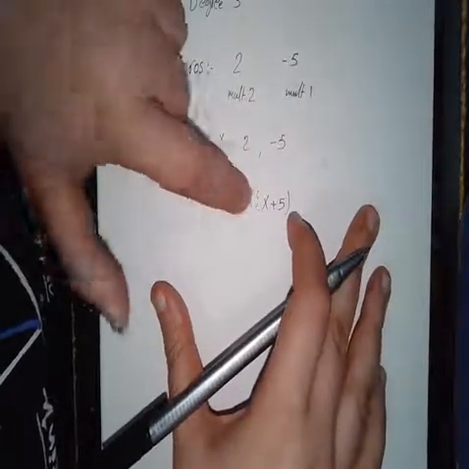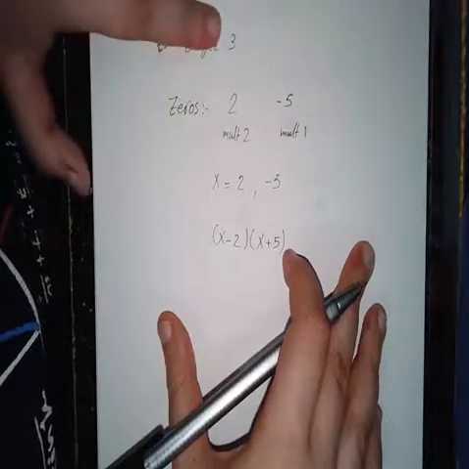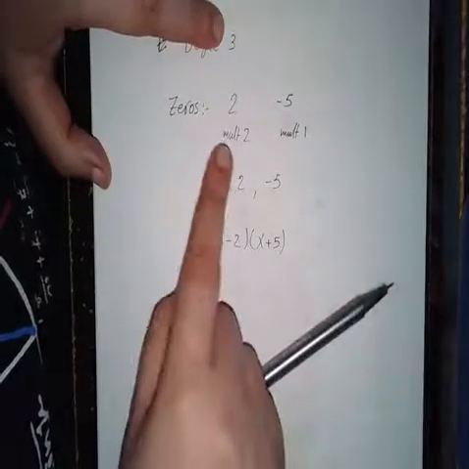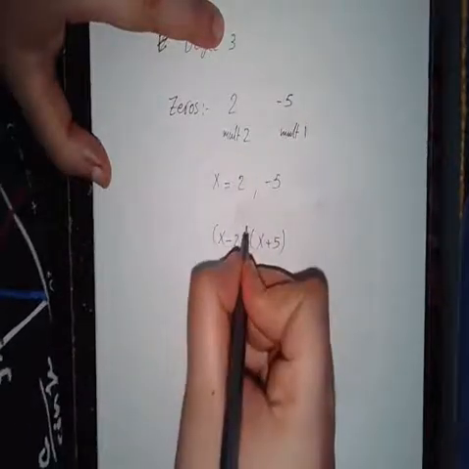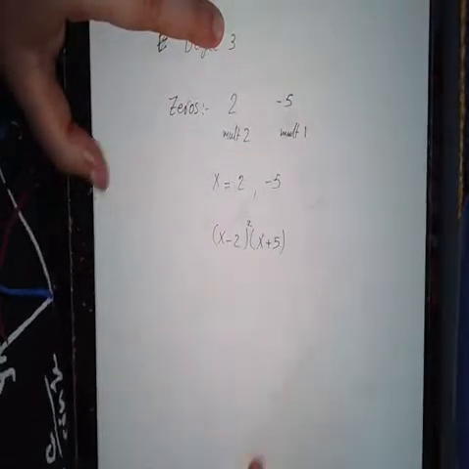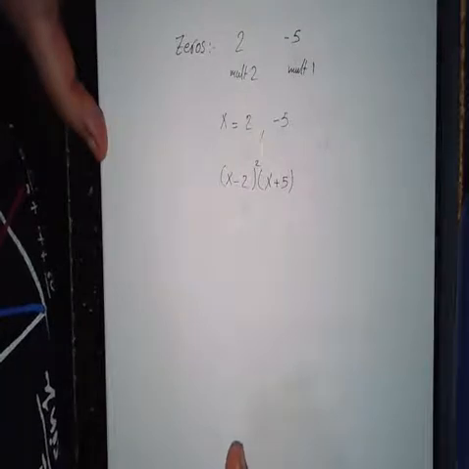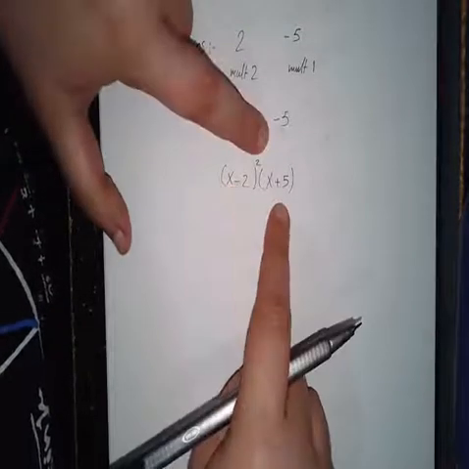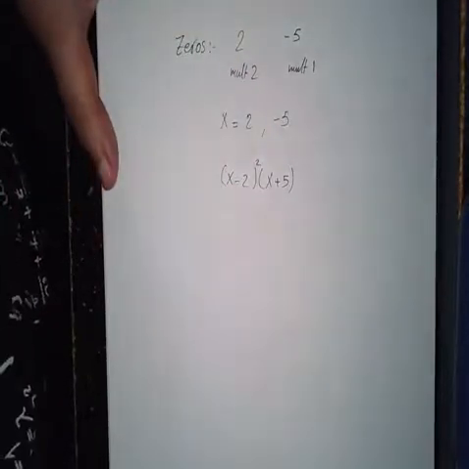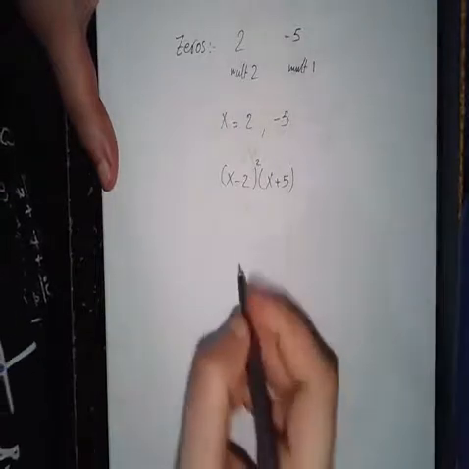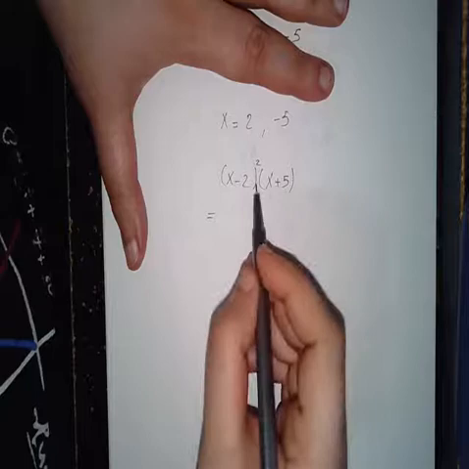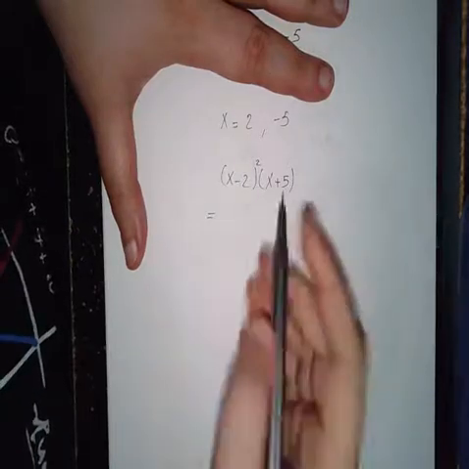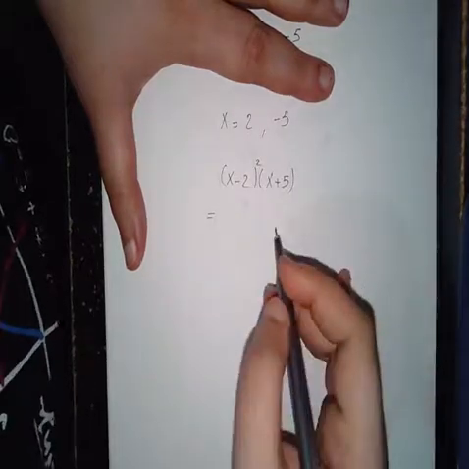So I have 2 solutions. The question said third degree, so don't forget that the 2 has a multiplicity of what? 2, right? That means that this pair is there twice. Make sense? So you have this pair multiplied by itself and then multiplied by x plus 5. From there, all you need to do is multiply these 3 pairs together to get what the final polynomial is going to look like.